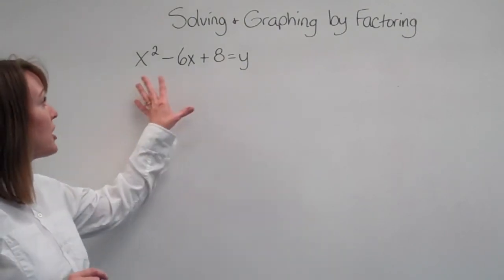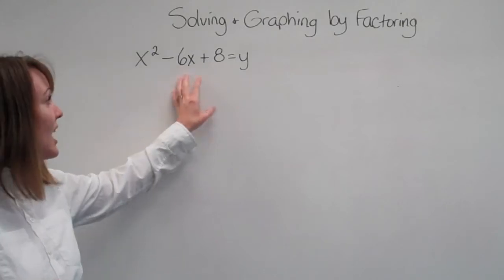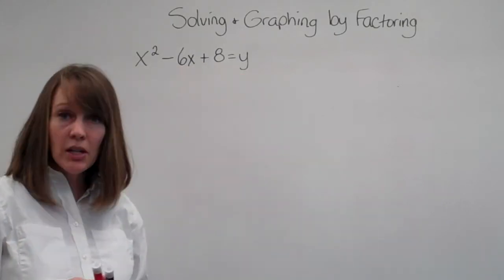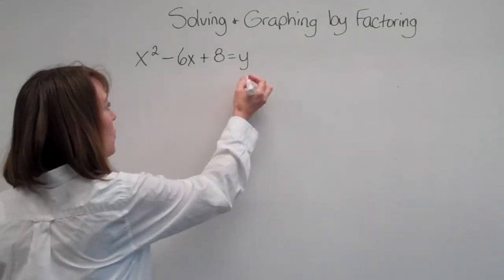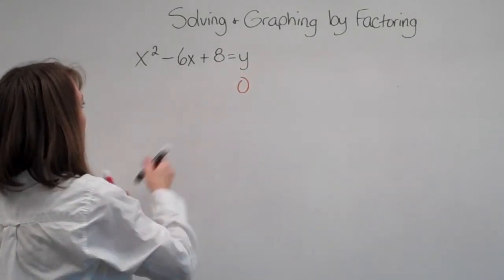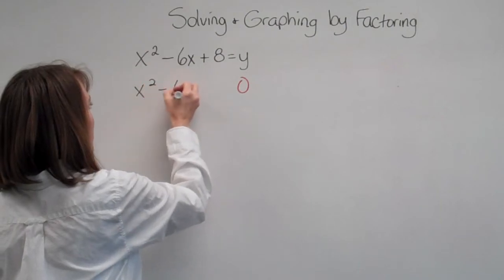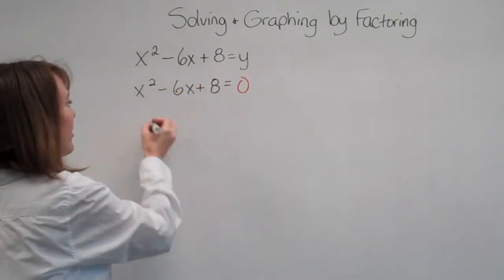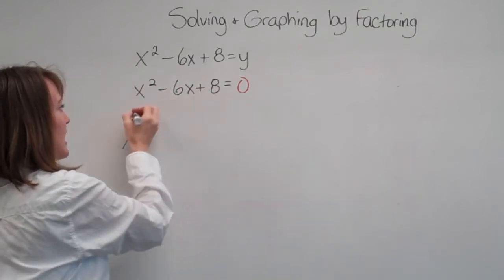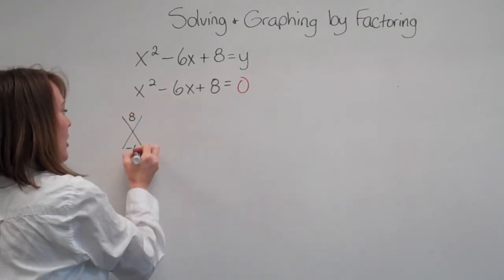So what we're going to do is take our quadratic equation and change this y to equal 0 because we know the x-intercepts are where it hits the ground, and the ground is where y is equal to 0. So we're going to change this to x squared minus 6x plus 8 equals 0. Now we're going to factor this. So we're going to take our c value and put it here, our negative 6 here.